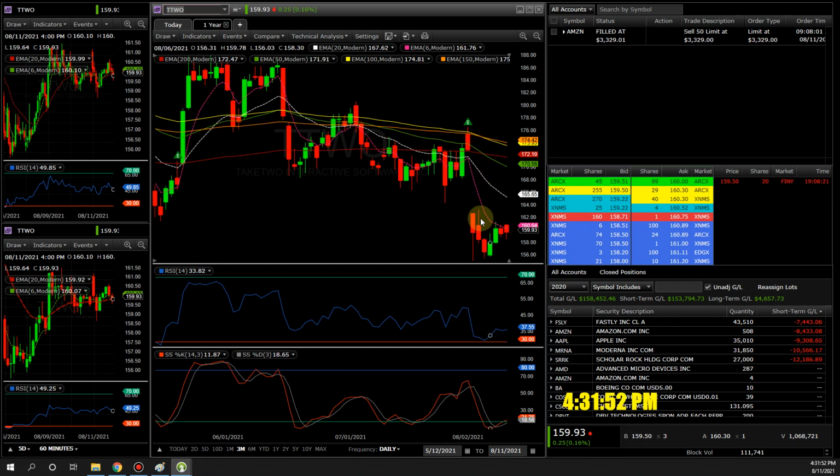But notice now it's kind of bouncing in this candle. You see from this high right here and this low right here, so it's kind of between this big red candle right here. So my price of interest is around 155, 156. Sell target maybe even 165.